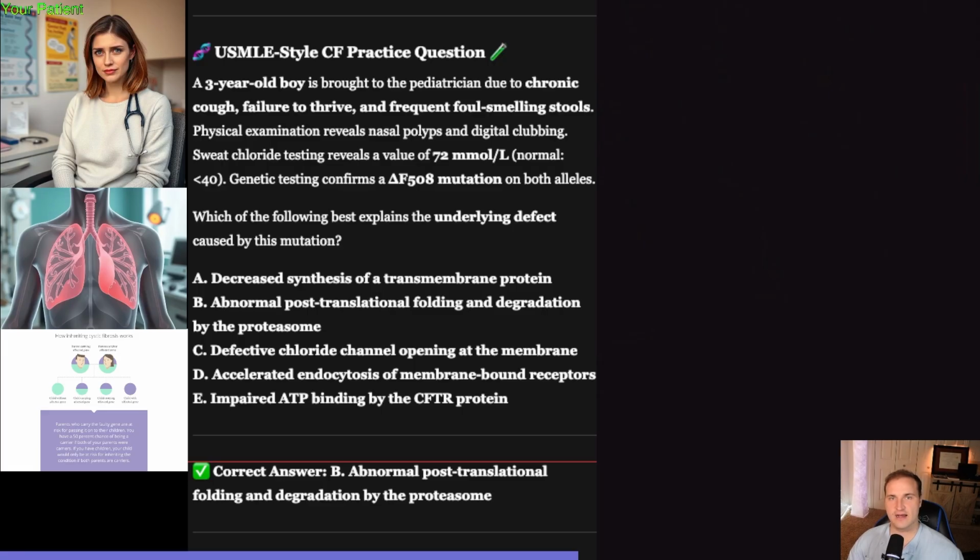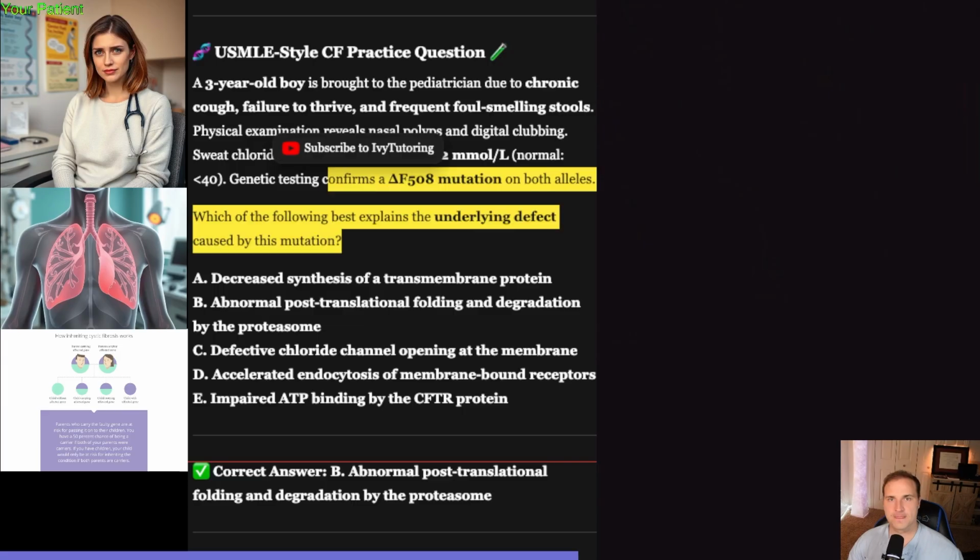They got the chronic cough, failure to thrive, nasal polyps, digital clubbing, positive sweat chloride tests, and they even confirm it genetically. And so they're asking, hey, what is the cellular consequence of this mutation? And that's the most common CF mutation. It's a deletion of the phenylalanine in the position of 508. And so that causes the misfolding of the protein that causes the ER retention and then the degradation, and leads to the absence of the CFTR gene at the membrane.